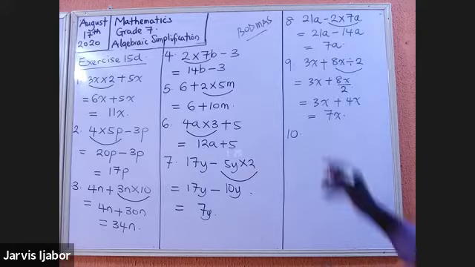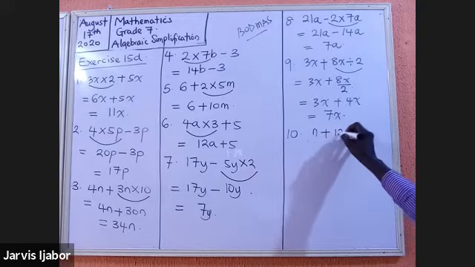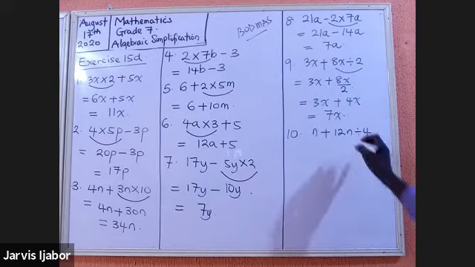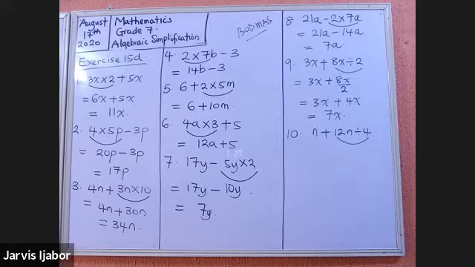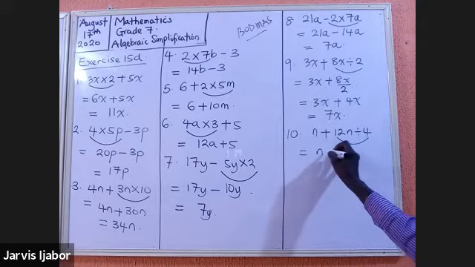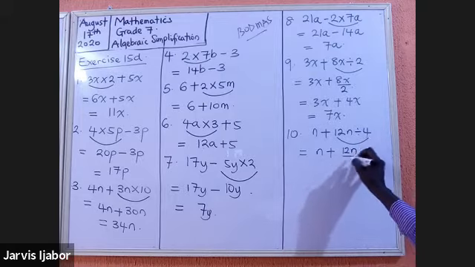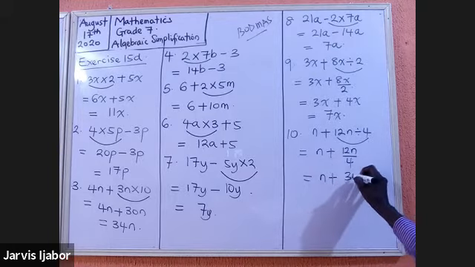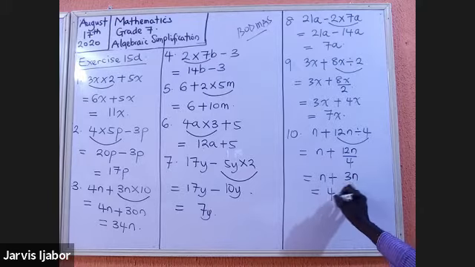Number 10, n plus 12n divided by 4. You will do division first. Division comes before what? Addition. So that will be equal to n plus 12n divided by 4. And that will be n plus what? 3n. That will give you 4n.